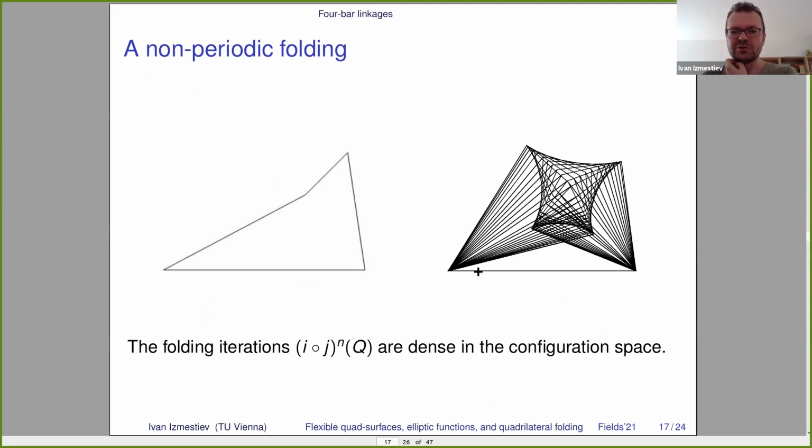So here the iterations of foldings are dense in the configuration space of the quadrilateral. The configuration space, again, is the space of all isometric deformations of this quadrilateral. This is a one-dimensional space, and these foldings reach every point of that configuration space, to within distance epsilon.